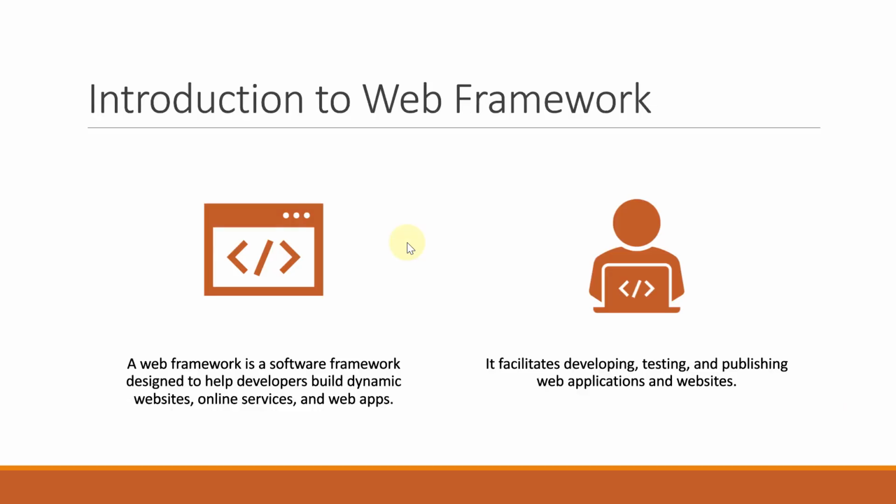Now, before jumping onto the Django framework, we should all understand what are web frameworks. So, in a nutshell, a web framework is simply a software which is designed to help developers for building dynamic websites, online services, and various web applications. The key role of a web framework is to facilitate development, testing, and publishing web applications and websites. Various web services, APIs, and other resources are examples of this. So, frameworks help in building and developing web applications in a standard and accessible manner.